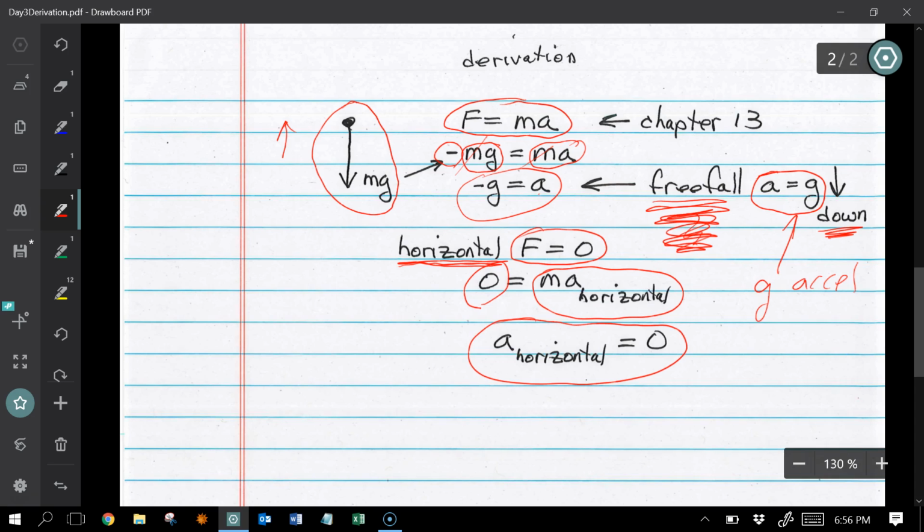So in free fall, there is no horizontal acceleration, and there is a vertical acceleration downward equal to g. So those are the things that you need. So that's the end of this derivation.